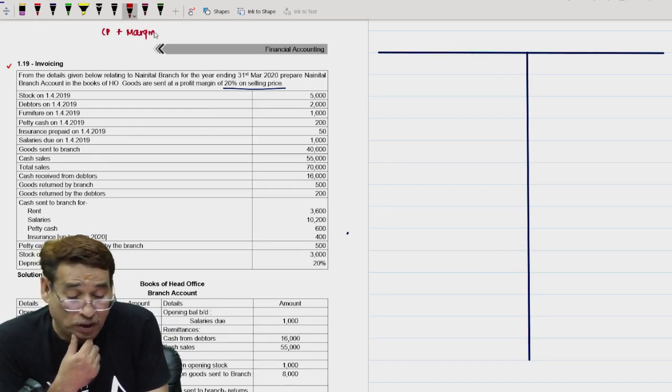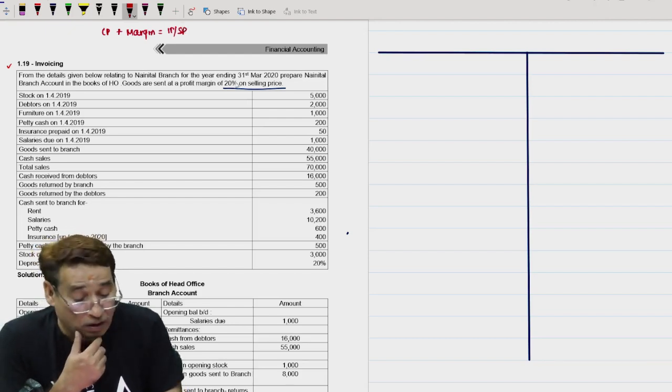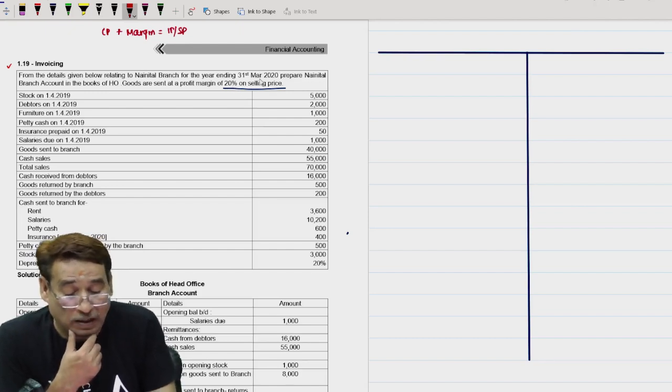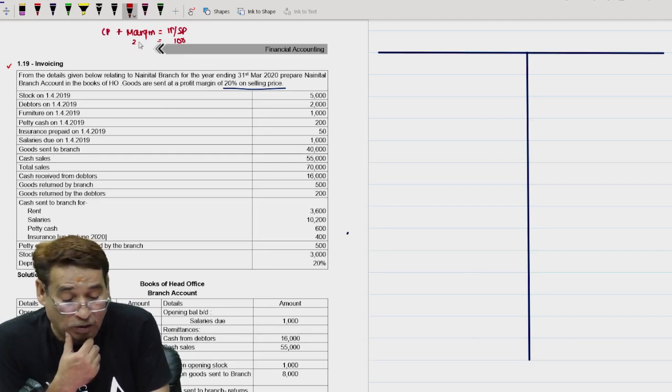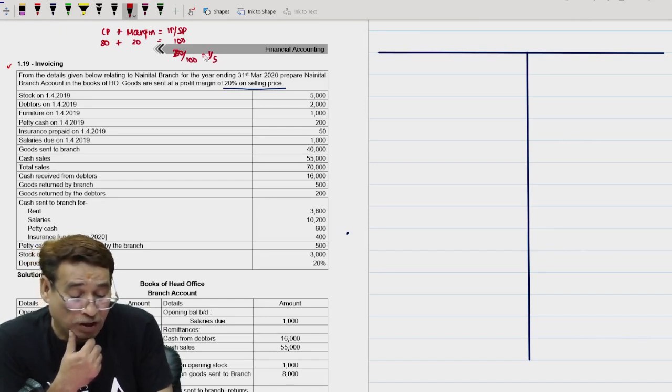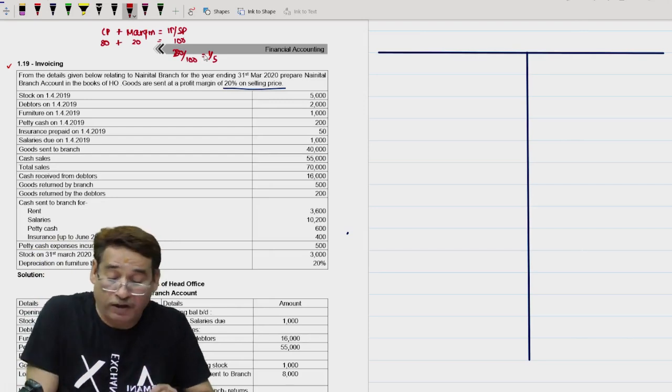Then you are going to write invoice price or selling price. Remember one thing, invoice price or selling price are one and the same thing. Now, because the rate is given on selling price, I will consider selling price as 100. Margin will be equal to 20 and obviously your cost price will be equal to 80. So I will now write 20 divided by 100. So my rate of loading on invoice price will be equal to 1/5, correct?